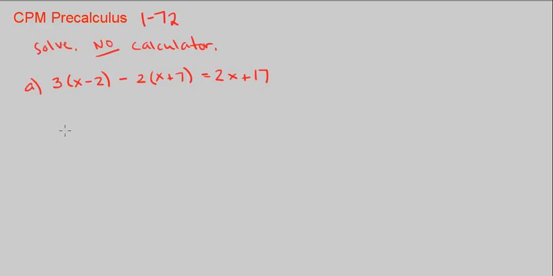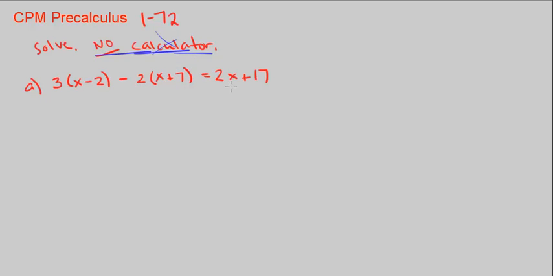This is CPM Precalculus, Chapter 1, number 72. So here we're asked to solve these equations. We have A, B, C, and D, and there's a little symbol to the right that has the calculator crossed out. That means do not use a calculator for this one. If you need to use a calculator, figure out what you needed it for and try to practice that skill, because you want to be able to do this one without a calculator.